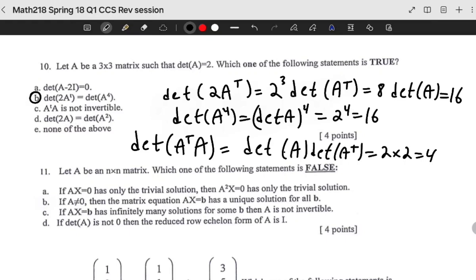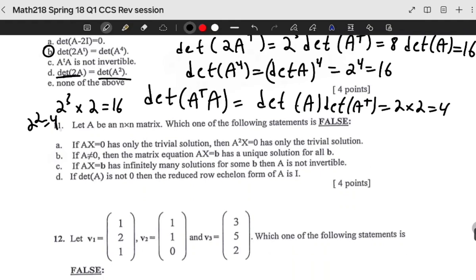Determinant of 2A is equal to determinant of A squared. Determinant of 2A is going to be 2 squared times 2 cubed times 2, which is 16. And determinant of A squared is going to be 2 squared, which is 4. So this is also not true. So option B is the correct one.